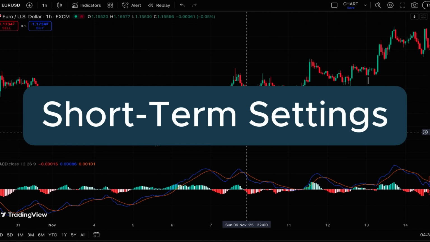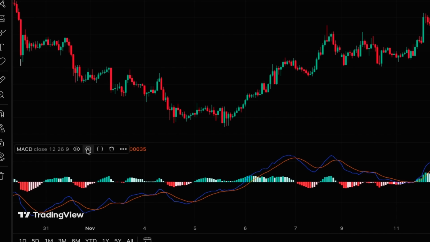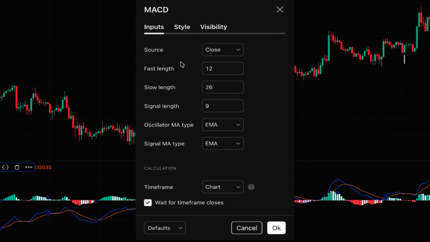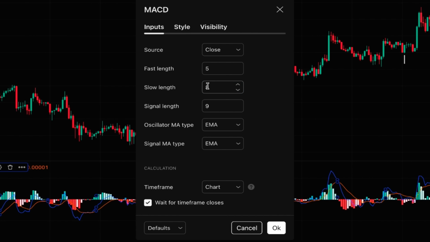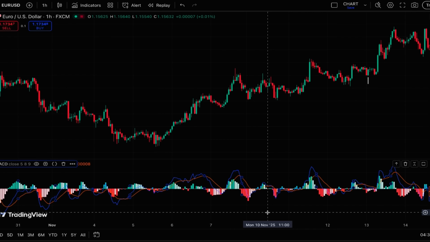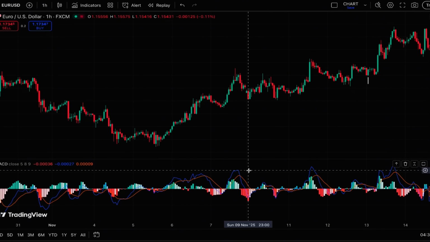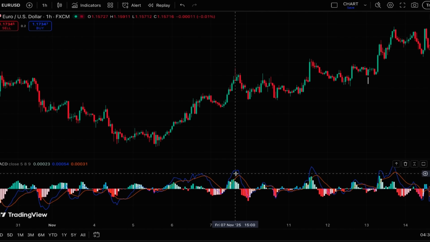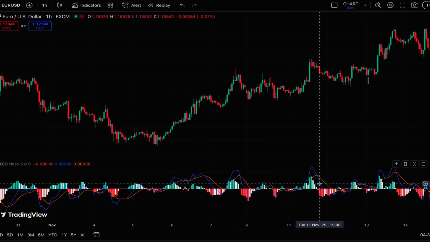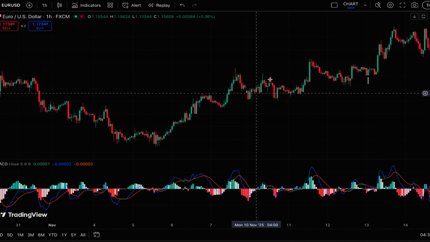Alright, now let me teach you the short-term settings of MACD. Here we go to the settings of the MACD indicator, and for the fast length we set it at 5, and for the slow length we set it at 8. With these settings of MACD, we have a change in the MACD histogram, or similarly crossovers of the MACD line and signal line, on every short-term momentum change that is happening in the market.